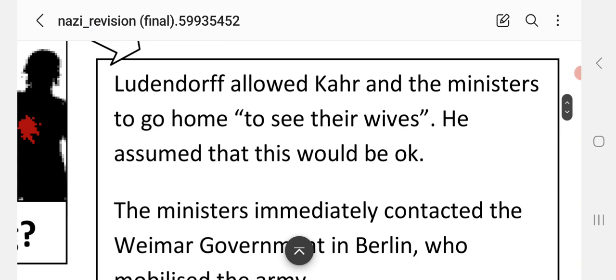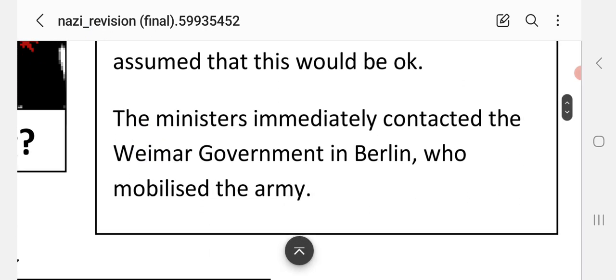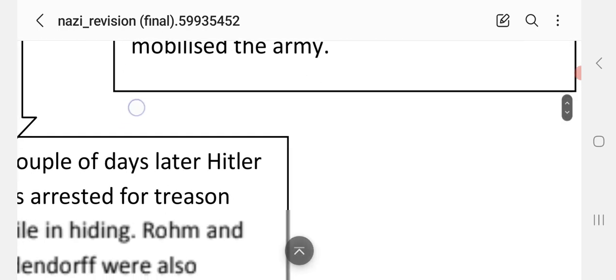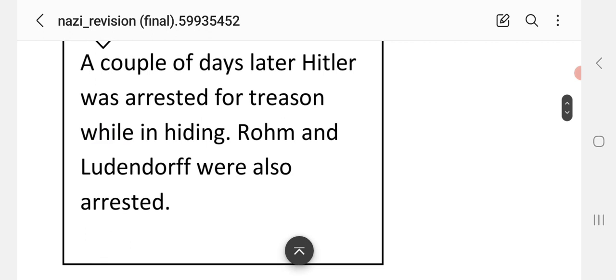Ludendorff allowed Kahr and the ministers to go home to see their wives. He assumed that this would be okay. The ministers immediately contacted the Weimar government in Berlin, who mobilised the army. A couple of days later, Hitler was arrested for treason while in hiding. Röhm and Ludendorff were also arrested.